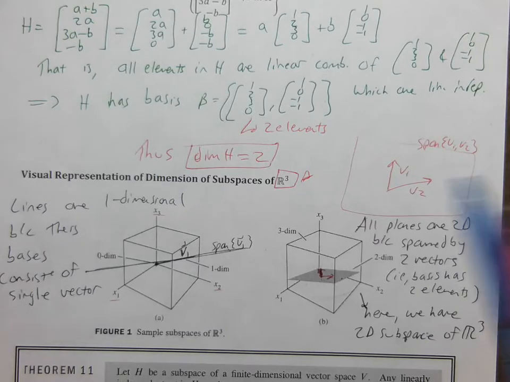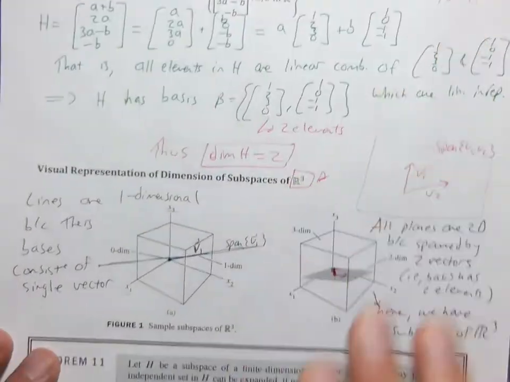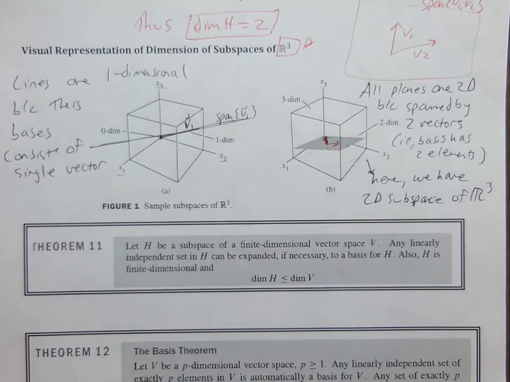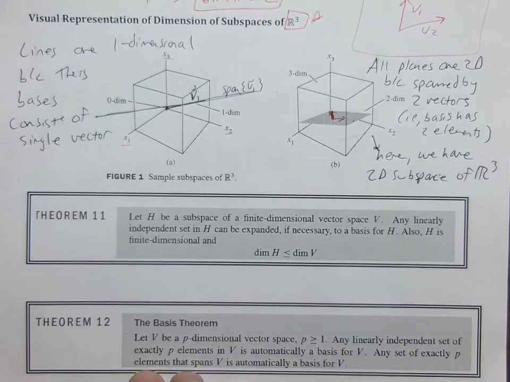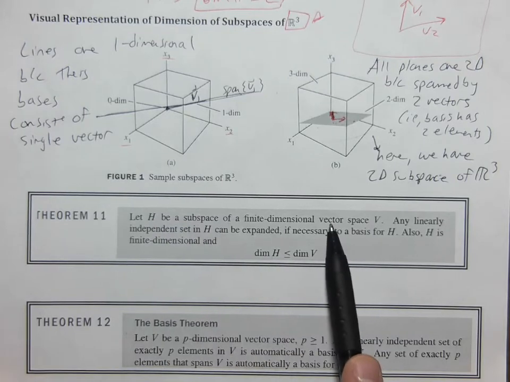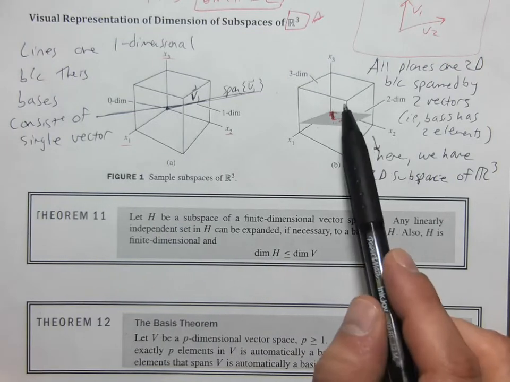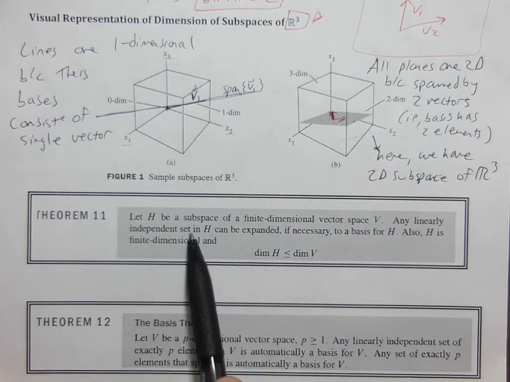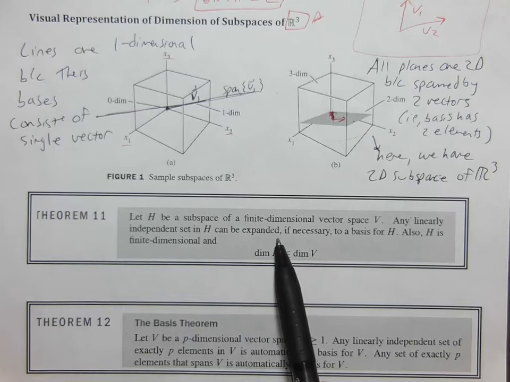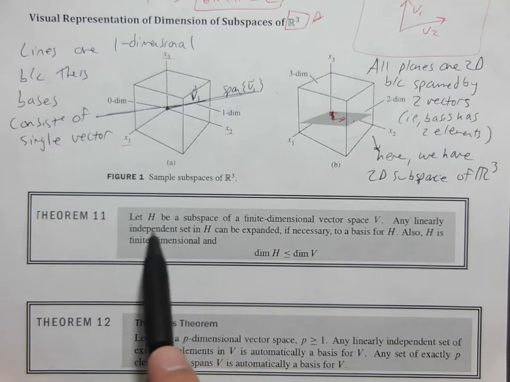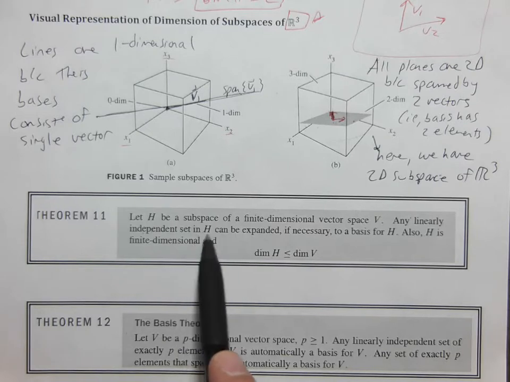And now we're just going to basically apply it in a couple ways and think about sort of the general idea here. And so if what I just said makes sense, then Theorem 11 should follow very straightforwardly. So Theorem 11 is telling us if H is a subspace of a larger vector space V, so think about like this piece of paper inside the box, so to speak, then any linearly independent set in H can be expanded, if necessary, to a basis. So it's like, if we have a linearly independent set, if it's not enough to form a basis, we can add a few things to make it a basis.